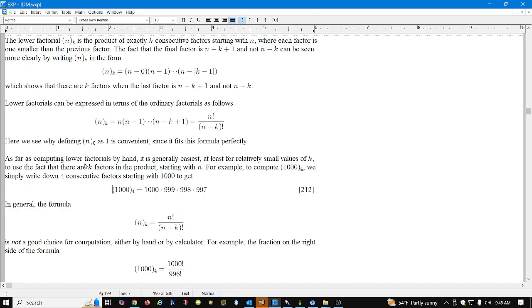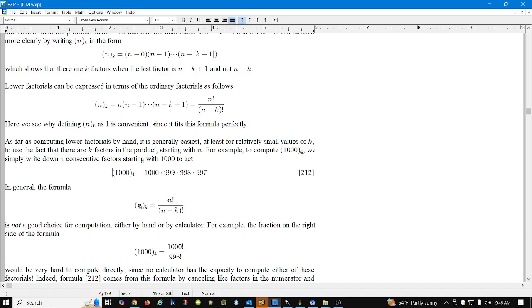Now, as far as computing lower factorials by hand, most calculators will do it. It's generally easiest, at least for small values of k, to use the fact that there are k factors, starting with n and reducing by 1, doing it k times. That's the way I think of it when I have to compute something like 1,000 lower factorial 4. I don't do that very often, but if you're calculating poker odds, the lower factorials come up.